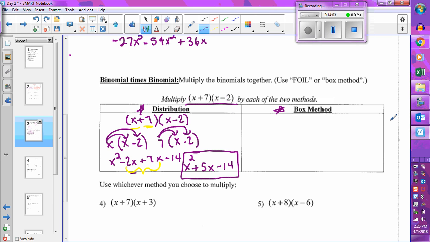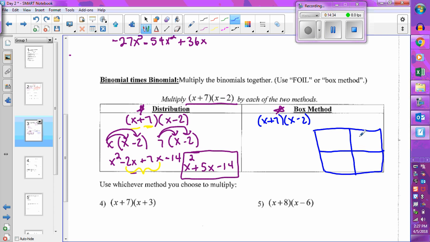Now the box method is a little bit different. I'm going to use a different color. Give me a second. I'll use blue. So the box method, remember, we're still using this right here: x plus 7, x minus 2. So we're going to draw a little box over here. So draw a square. Okay, my square is not going to look too cool. Don't judge me. So we have a little square over there.